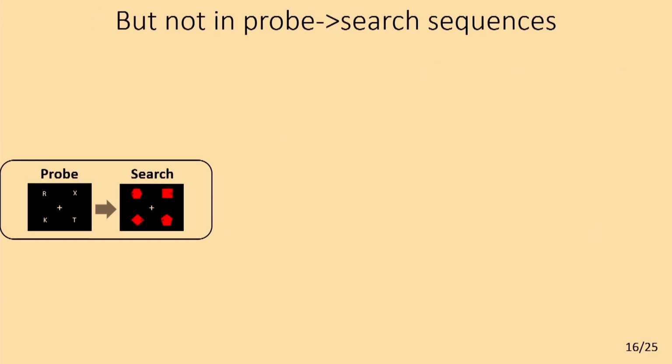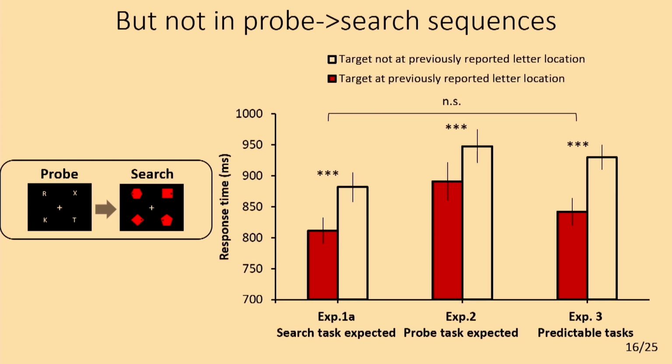Then we looked at our novel reverse effect, that is, at sequences where a probe task was followed by a search task. We again see that search was faster when a target appeared at a reported letter location than elsewhere, but this effect was similar in all 3 experiments. So on this measure of location priming, task expectation did not reduce the effect. Now, since on average, subjects reported more than 1 letter per trial, it introduces a lot of noise. And this could explain why we found no significant influence of expectations.